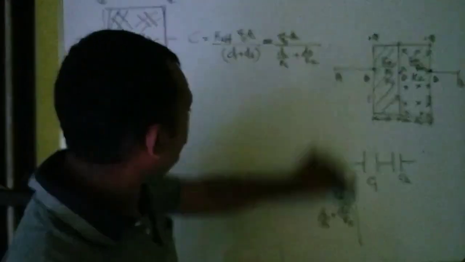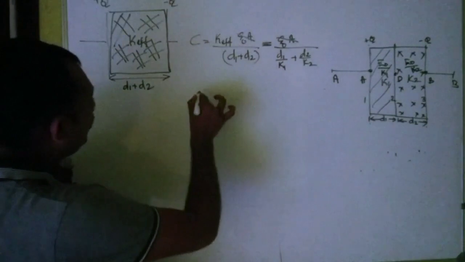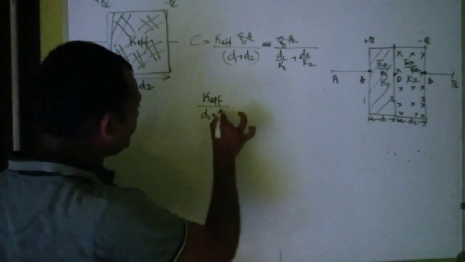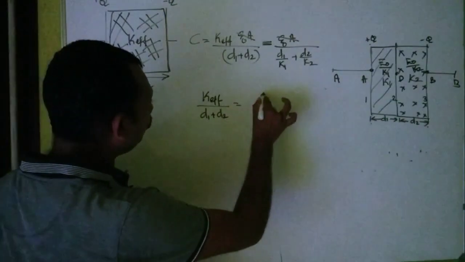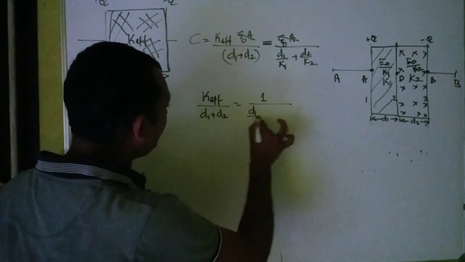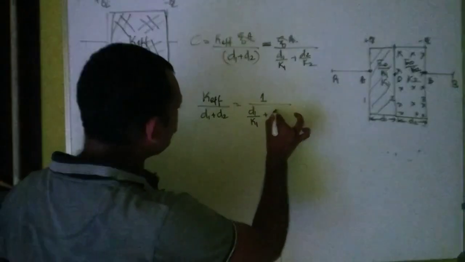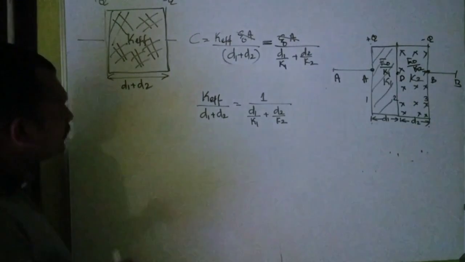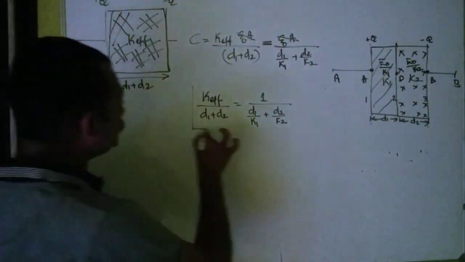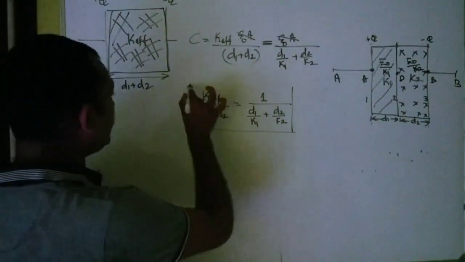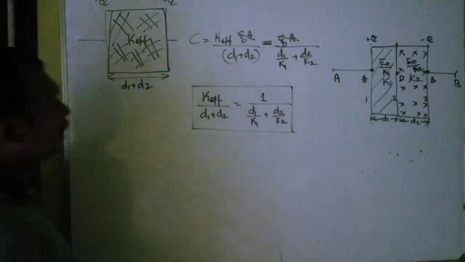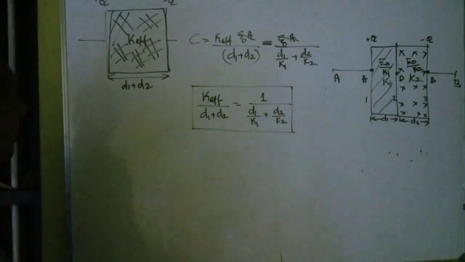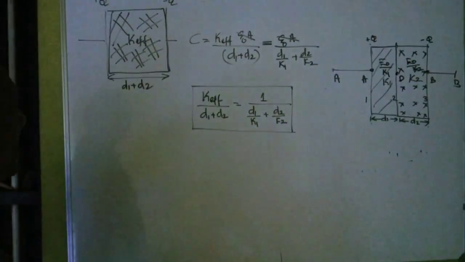Now you'll get this answer as what? K effective divided by D1 plus D2 is equal to 1 divided by D1 by K1 plus D2 by K2. This is the value of this thing. K effective divided by D1 plus D2 is equal to 1 divided by D1 by K1 plus D2 by K2. Okay, this is the answer we are getting.